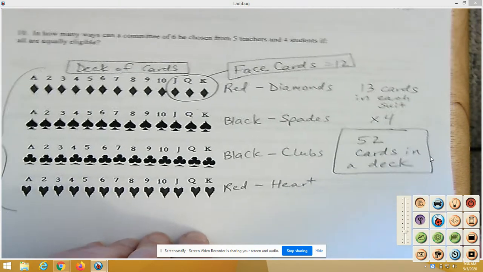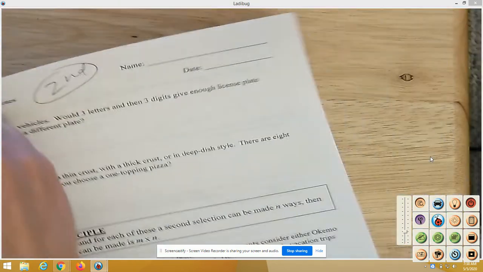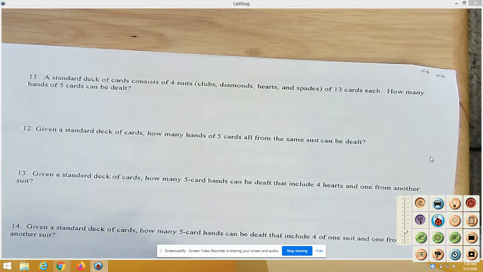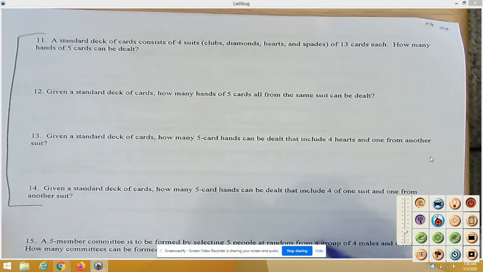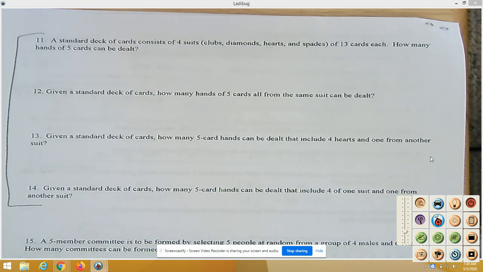All right, so now I'm going to go over to page 8, and we're going to do 11 through 14. I have played a lot of cards, so I'm very comfortable with a standard deck of cards. It might benefit you to play some cards if you have some free time and you happen to have them at home. Number 11, a standard deck of cards consists of 4 suits, clubs, diamonds, hearts, and spades of 13 cards each. How many hands of 5 cards can be dealt?